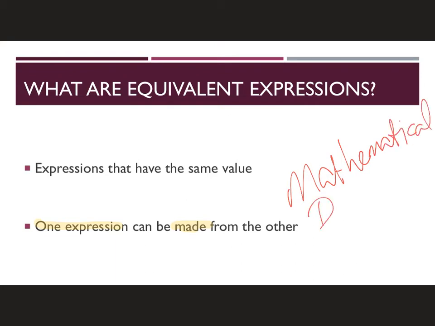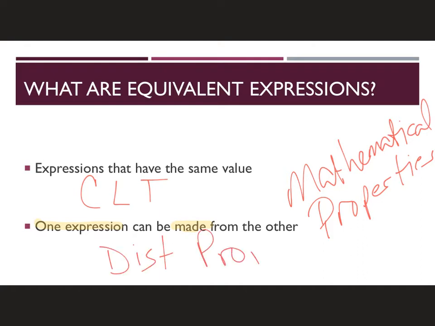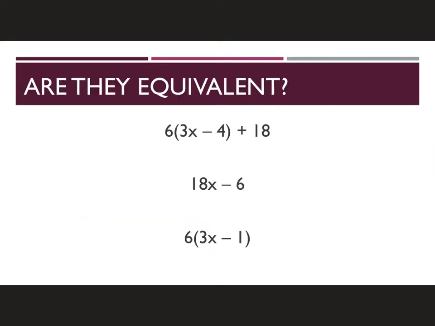So what properties am I talking about? Mainly things like combining like terms, distributive property, and I mean distributive property both as distributing and as factoring out things that are common. So let's look at some different expressions. Are they equivalent? That's our question here. So we need to think about whether or not they're equivalent. One way to do that is to evaluate the expressions with specific numbers for our variables.